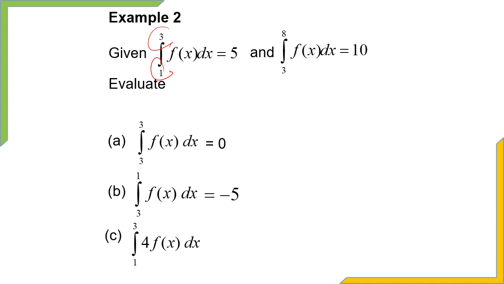So from 1 to 3, we have a coefficient of 4, so we can factorize the 4 multiplied by the integration of f(x) from 1 to 3, which is equal to 5. So 4 multiplied by 5 equals 20.